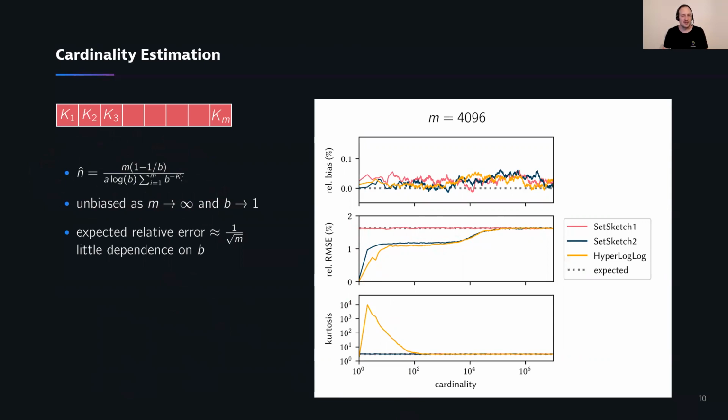However, when analyzing the kurtosis of the estimation errors, we see values for HyperLogLog that are much larger than 3, which would be the expected value for a normal distribution. This indicates a high probability of estimation outliers for HyperLogLog.